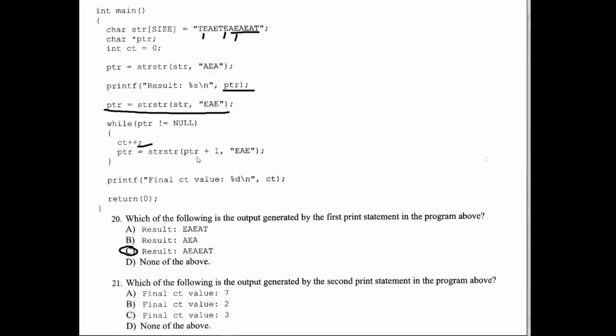At the end of this, the pointer is going to keep being advanced until there are no more occurrences, and then string will return null, and the while loop will end. And so, again, the number is 3 for the final count value. So the answer to 21 will be C.